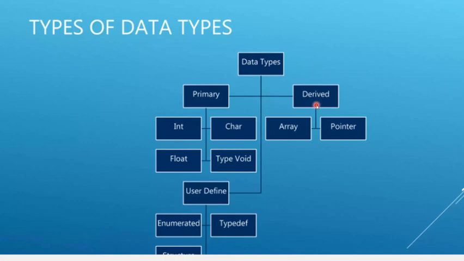And next one is derived. Derived means these data types were derived from primary data types: array and pointer. These two are derived. And the last one, user defined. User defined means if a user wants to create their own data type, we often use enumerated, typedef, or structure.